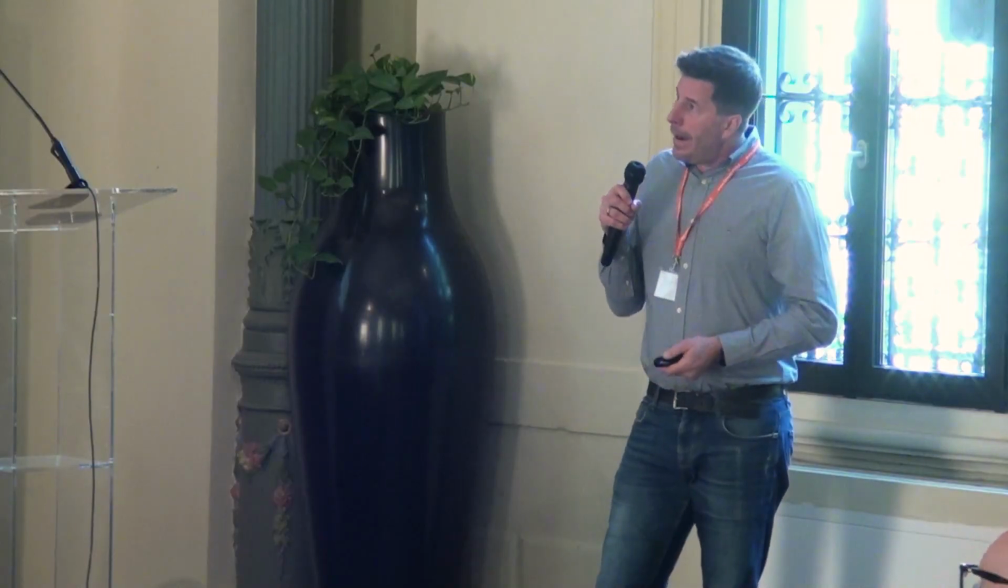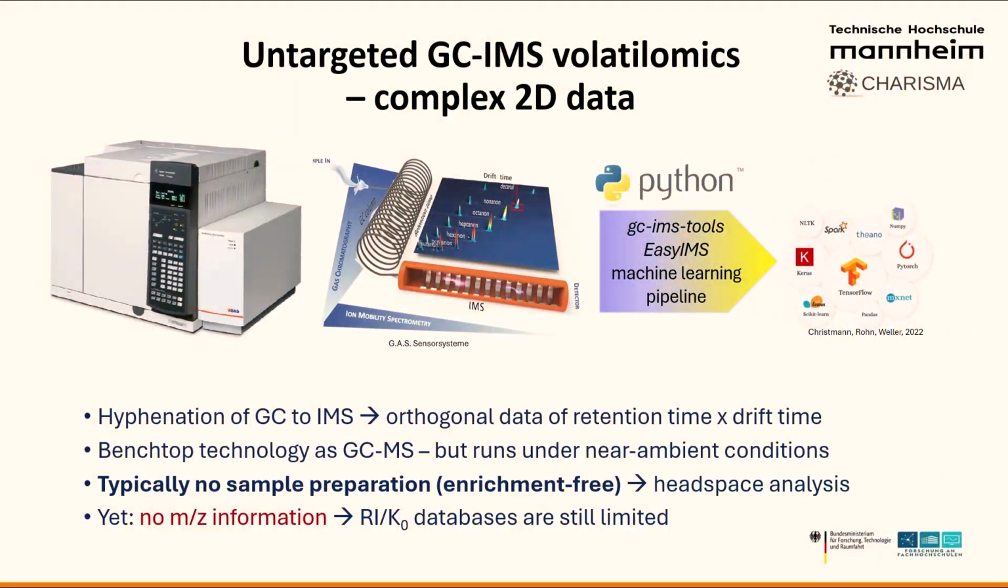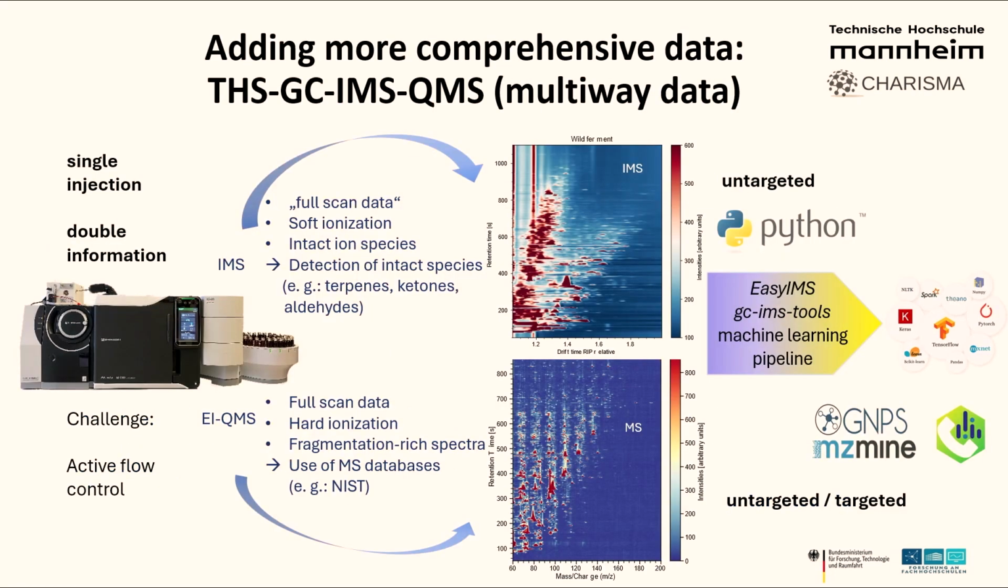The problem, obviously, or the limitation, when there's light and shadow, is that you do not get the mass to charge information. And that's why we take this additional approach with mass spectrometry. Just out of interest, how many of you have a GC-IMS-MS system running? One. Okay, good. So hopefully in the next 3 years, a couple more.